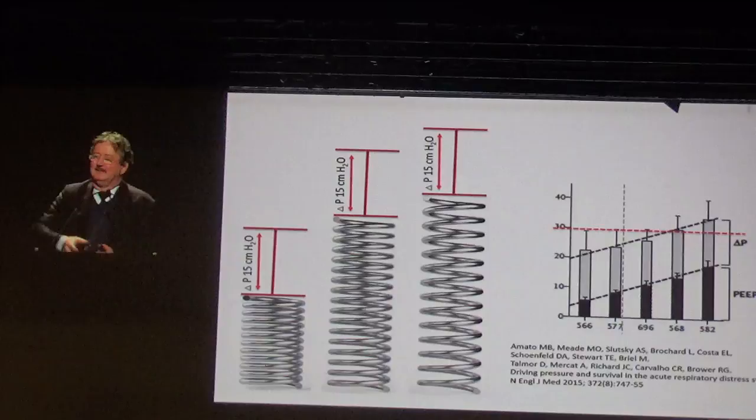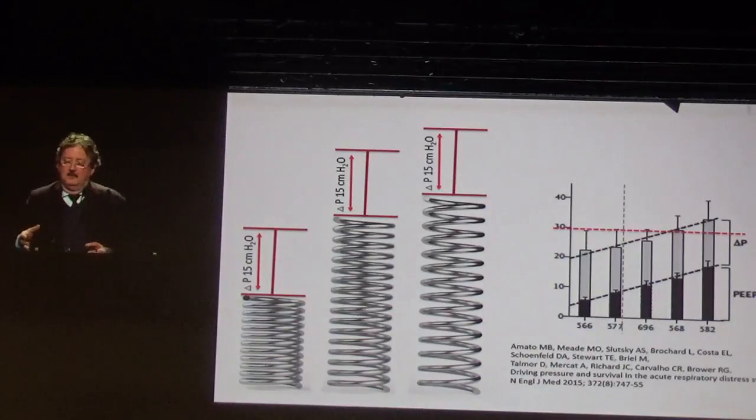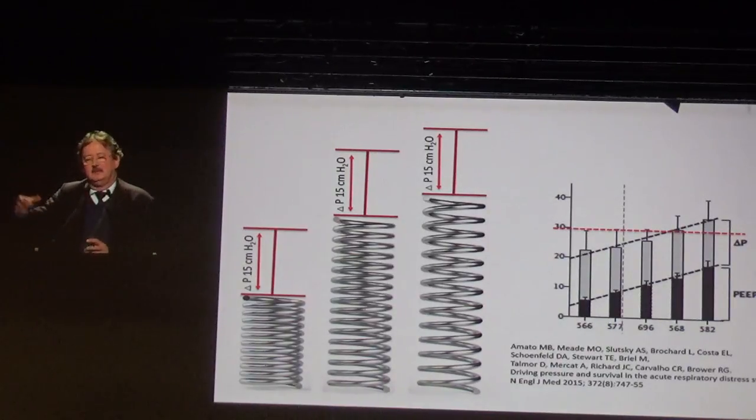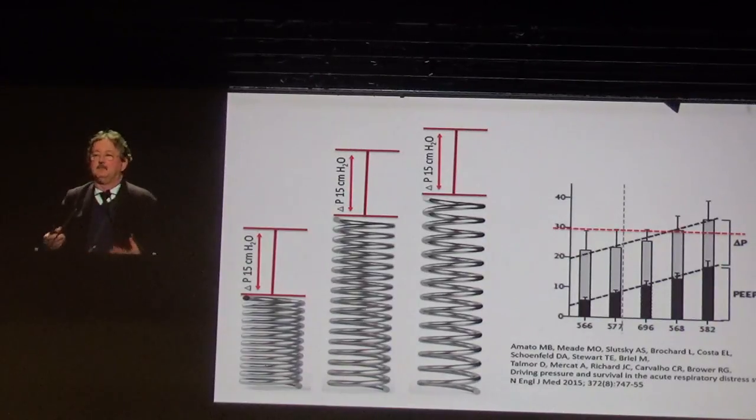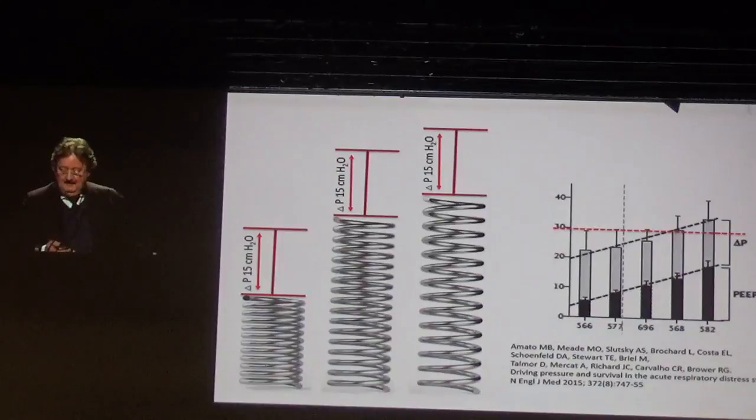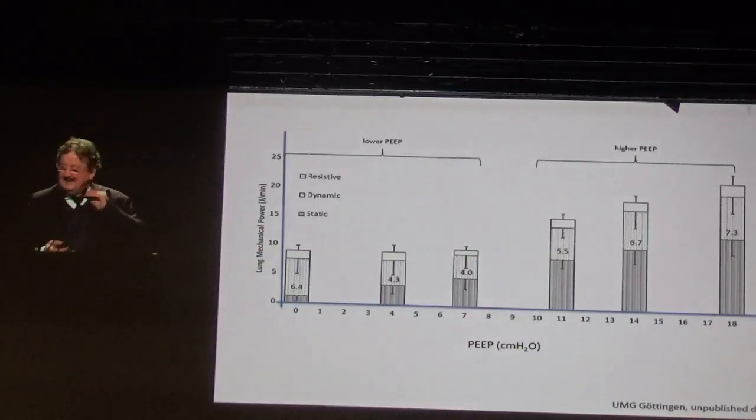So this means the extension of the spring before you add your tidal volume or your delta pressure might play a role in applying whatever type of energy to the lungs. And this is just data from an animal experiment where we didn't change anything.